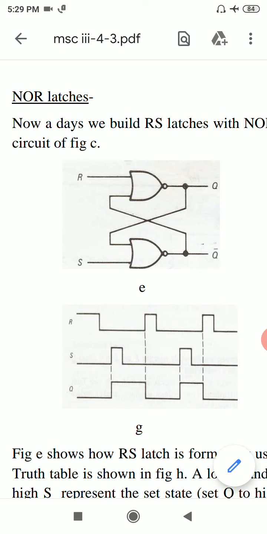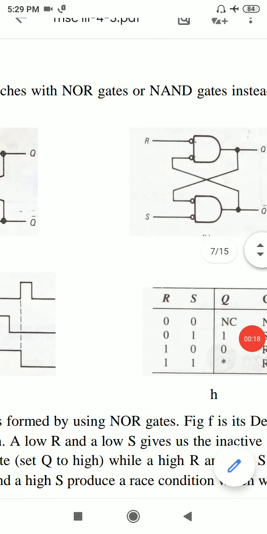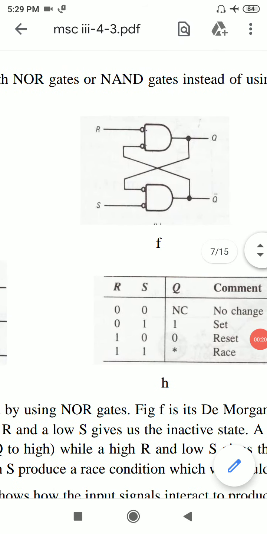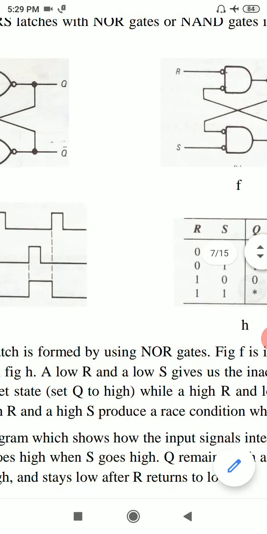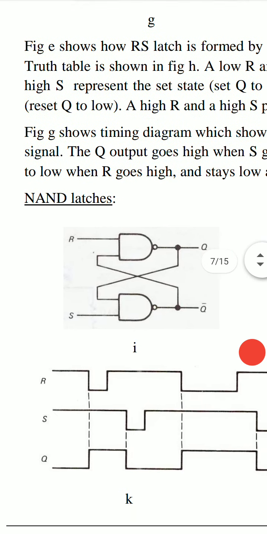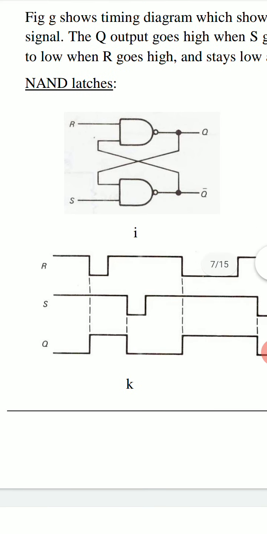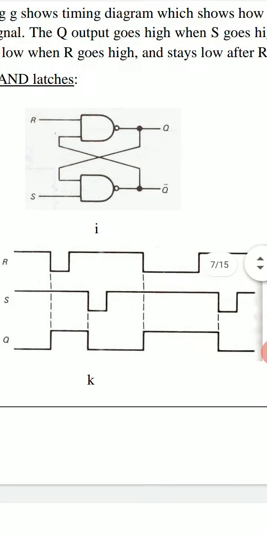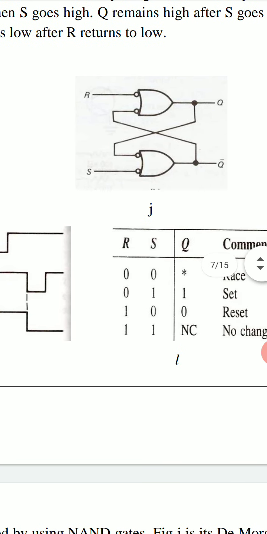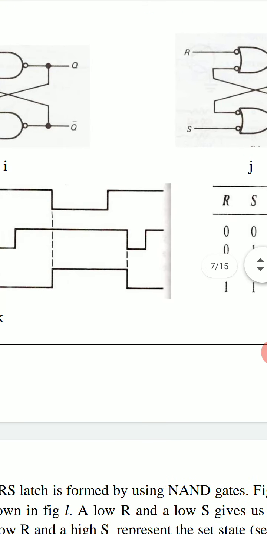This is RS latch using two NOR gates. This is its De Morgan equivalent. This is RS latch using NAND gates, and this is its De Morgan equivalent.